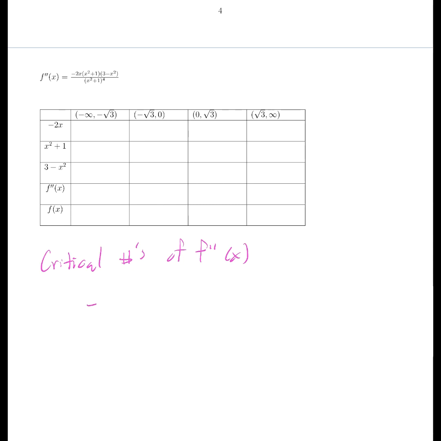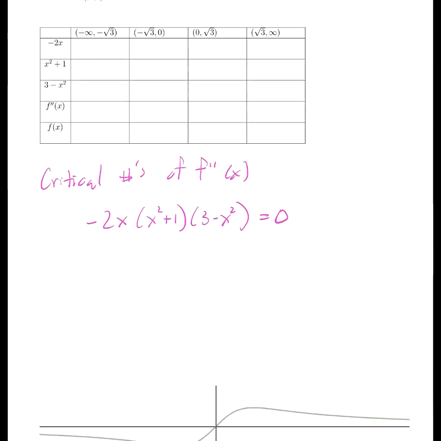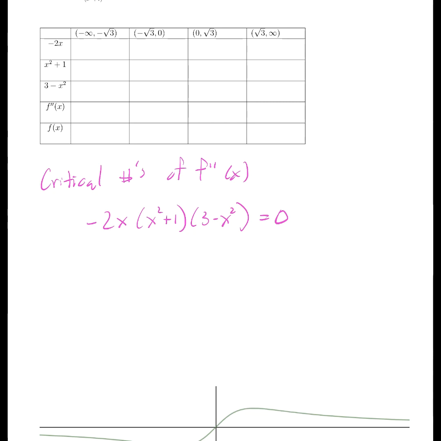Okay, those are going to happen when negative 2x times (x squared plus 1) times (3 minus x squared) equals 0. Okay, what critical numbers does that give? This one gives us the critical number x equals 0. This gives us no critical numbers because it's always positive. And this is going to give us the critical numbers x equals plus or minus the square root of 3.